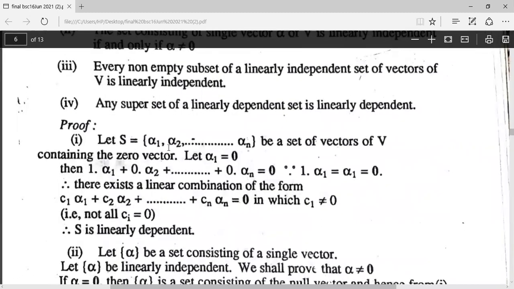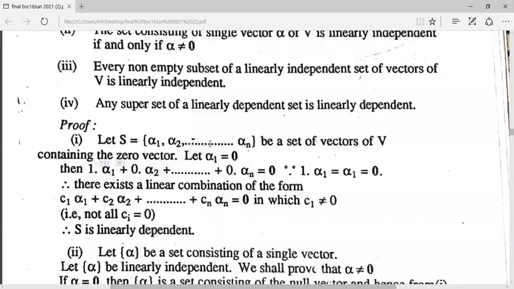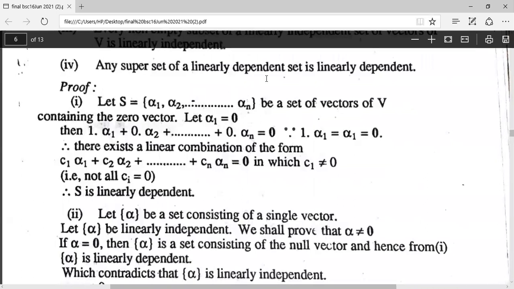Let S be alpha 1, alpha 2 to alpha n, a set of vectors of V. Remember here, alpha 1, alpha 2 to alpha n are the elements of the vector space V, and S is a subset of V here. Suppose S contains a 0 vector. We don't know whether alpha 1 is 0, alpha 2 may be 0, alpha 3 may be 0, or alpha n may be 0. That we do not know. Let us assume alpha 1 is 0.